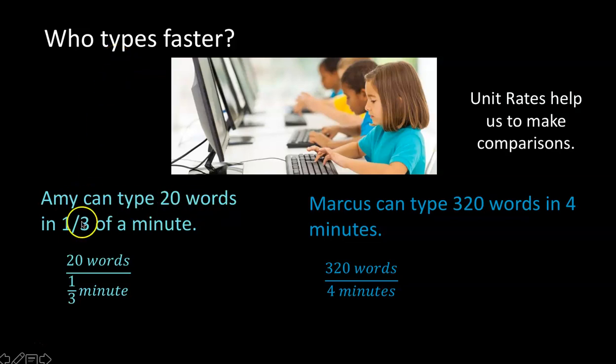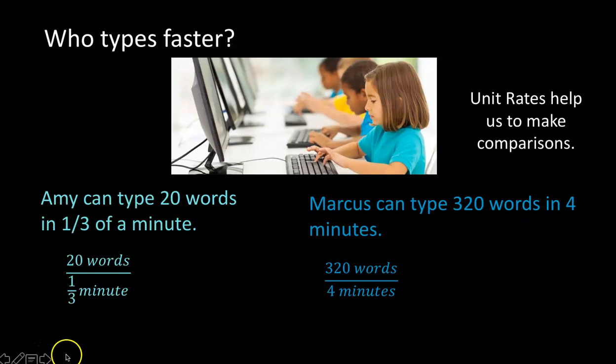Amy can type 20 words in a third of a minute. Marcus can type 320 words in 4 minutes. When I look at these two rates to compare them, I see that the minutes are different and the number of words are different, so they're very difficult to compare. If I were to convert each of these rates to unit rates, it would be much easier for me to compare and see who types faster.